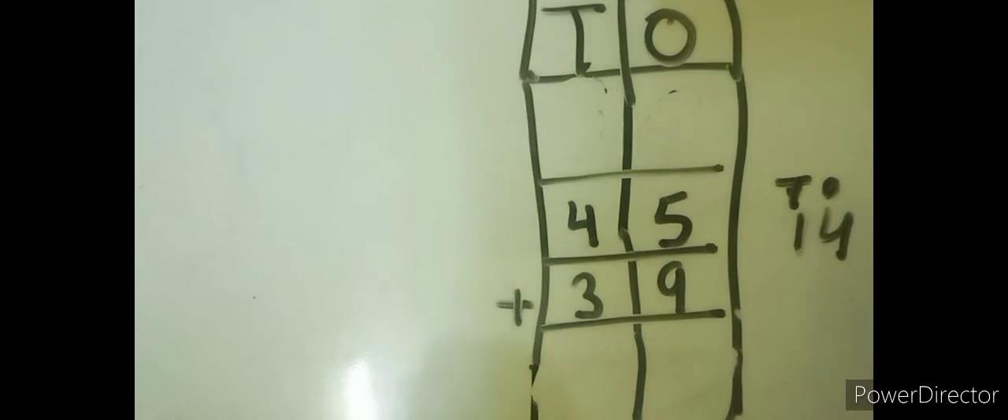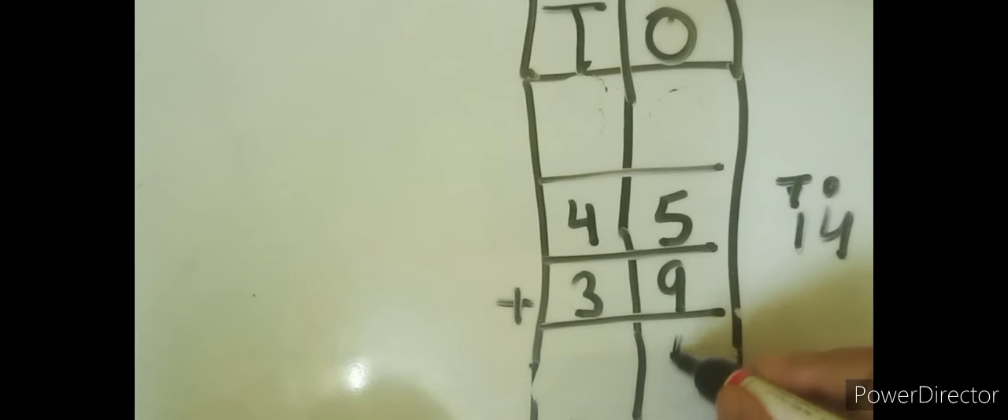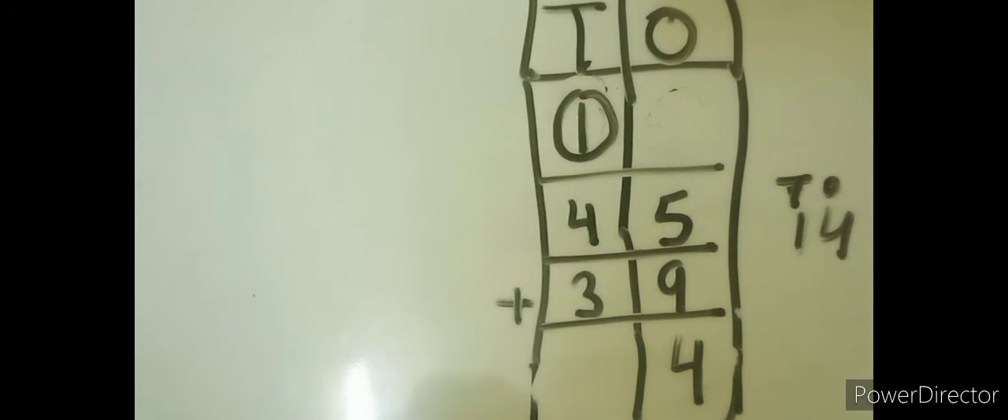Tens and ones place. 4 is the ones place. Now you have to write here 4. And 1 is the tens place. Now you have to carry over. Okay, now just look at here. Which one is the biggest number in this line? 4 is the biggest number in this line.